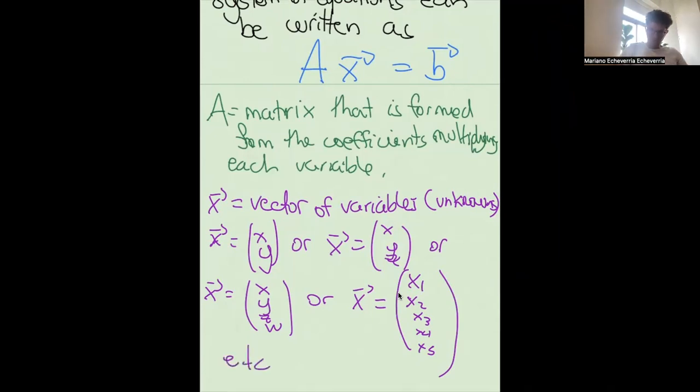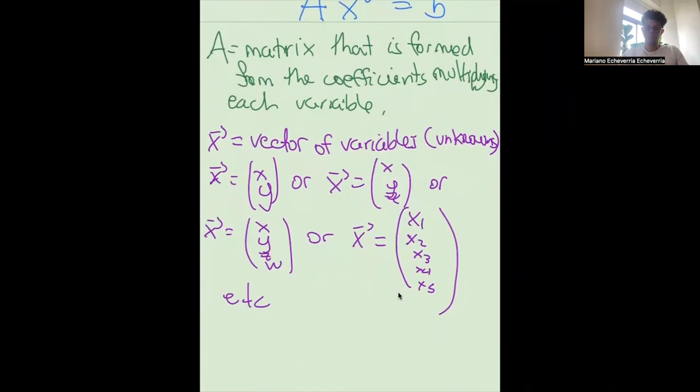So when you have X with the arrow on top, you're referring to it as a vector of unknowns, and this vector B is the output, and it's just some vector which in general is given to you.